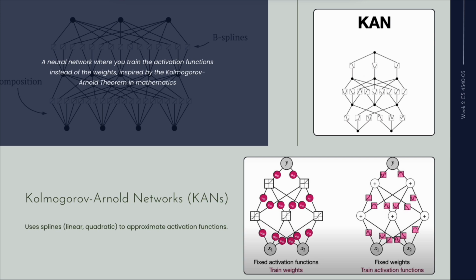But in the Kolmogorov-Arnold networks, we have fixed weights with a value of 1, and instead we train the activation functions, where you find the perfect function that will help to model your data, as seen in the image on the bottom right.